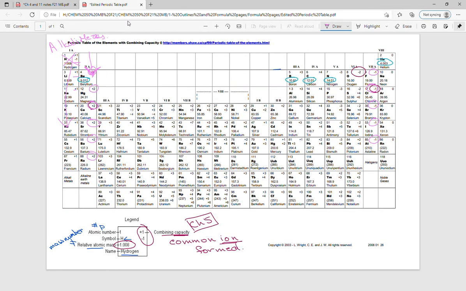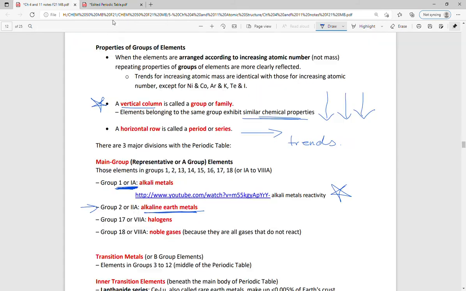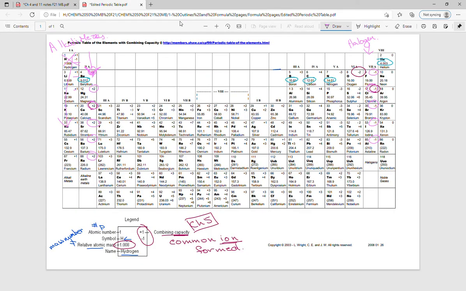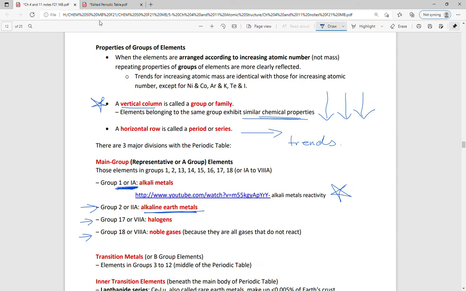The next major group that we're going to talk about are called the halogens. Over here are halogens. And again, you can take a look at the common ion formed as -1. And the last major group would be the last column, these being the noble gases. And so those are some of the main ones that we're going to take a look at as we go through.